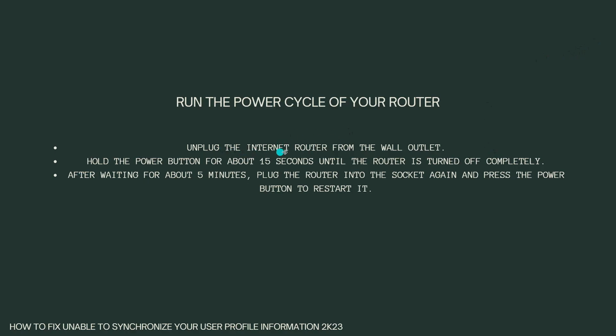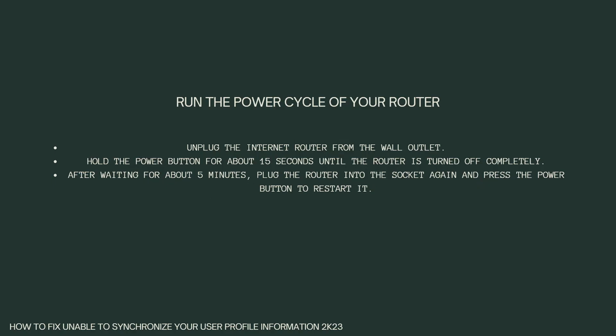First, unplug the internet router from the wall outlet. Hold the power button for about 15 seconds until the router is turned off completely. After waiting for about 5 minutes, plug the router into the socket again and press the power button to restart it.